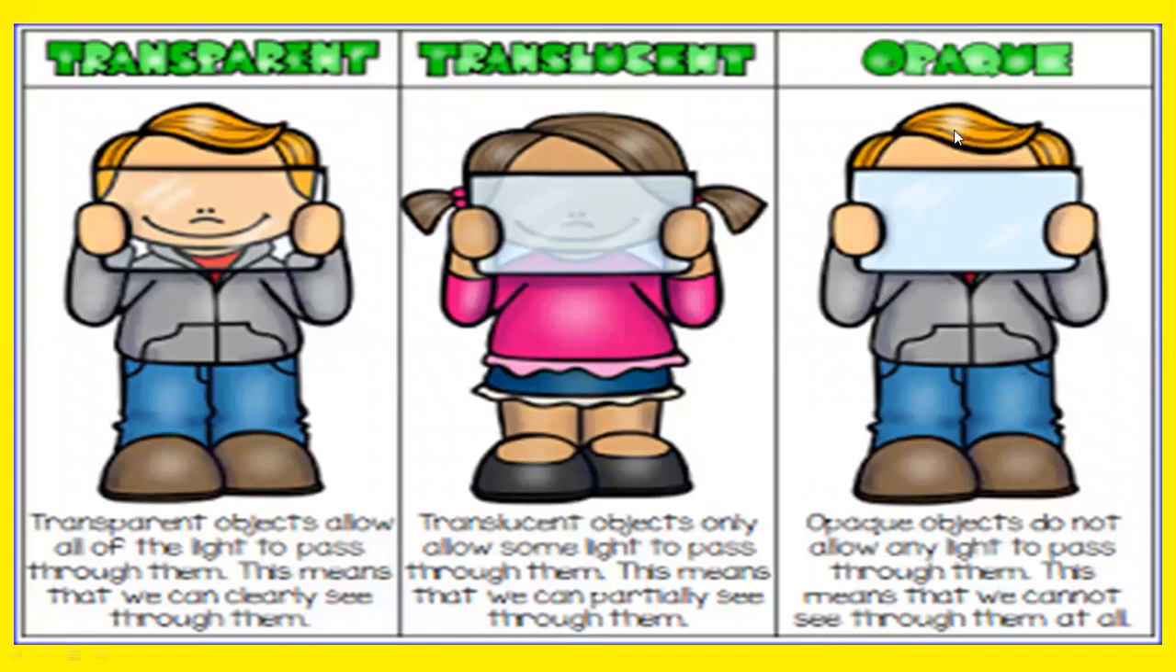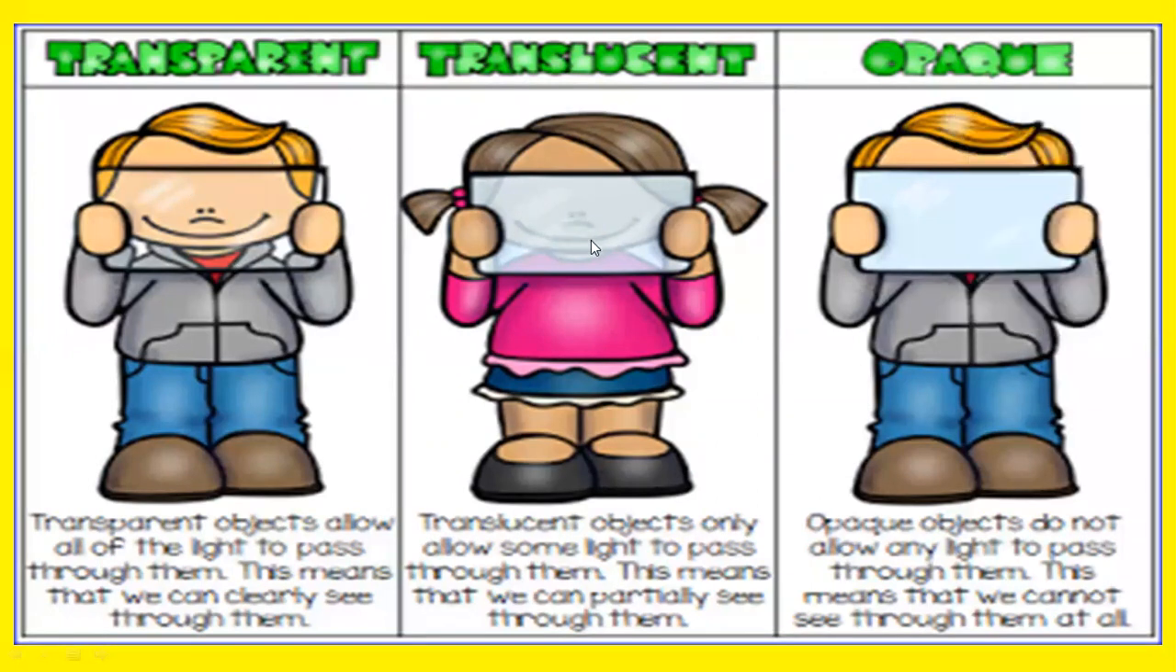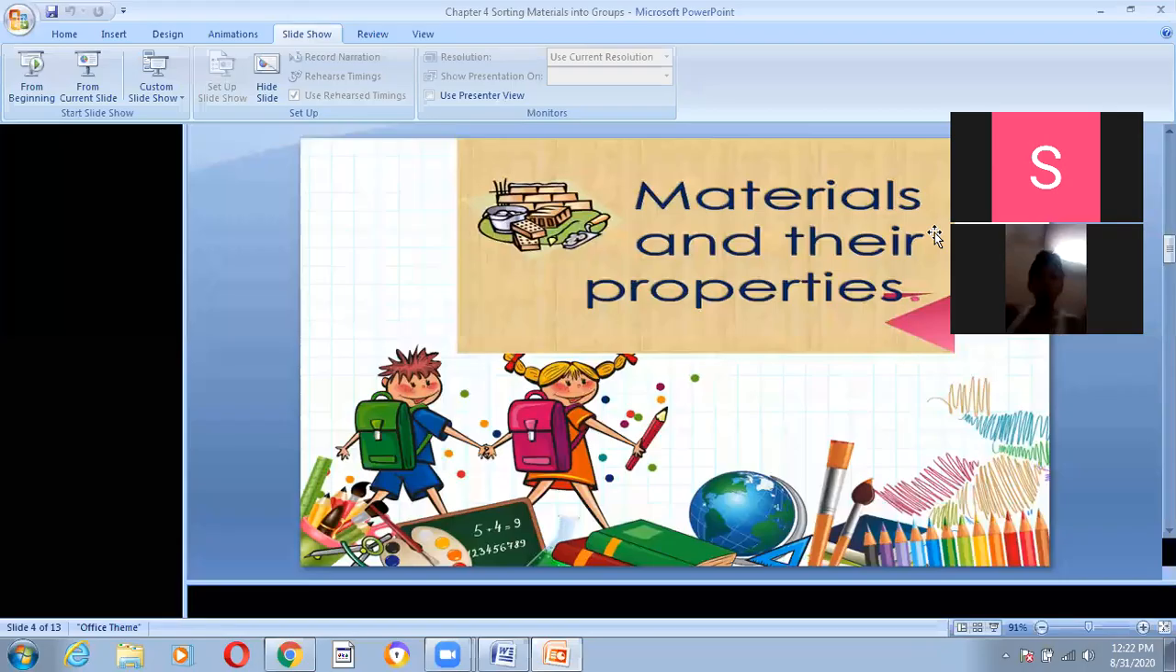So this is a better picture to tell you about opaque, translucent, and transparent. Here in this picture, you are not able to see the face of that child because the surface, the paper, is opaque. Here you can see half, not full visibility. And in the third one, you can see full transparency, right? So that is transparent, translucent, and opaque, right?